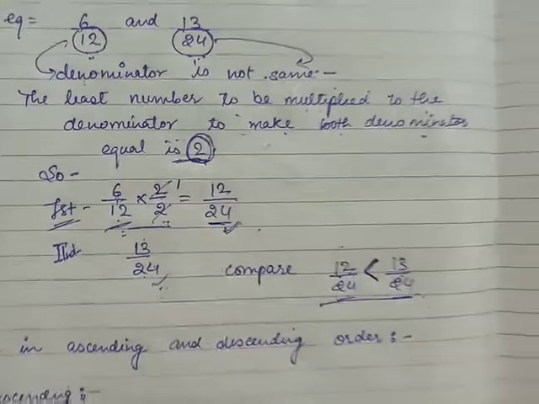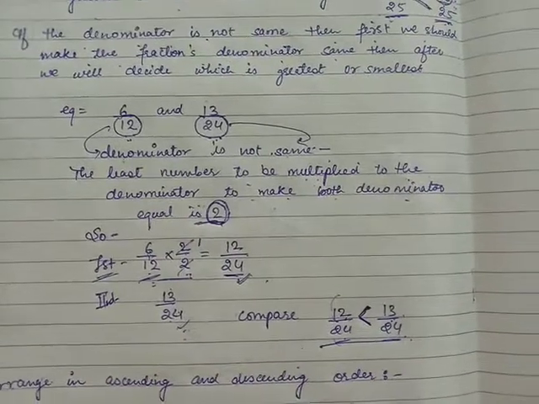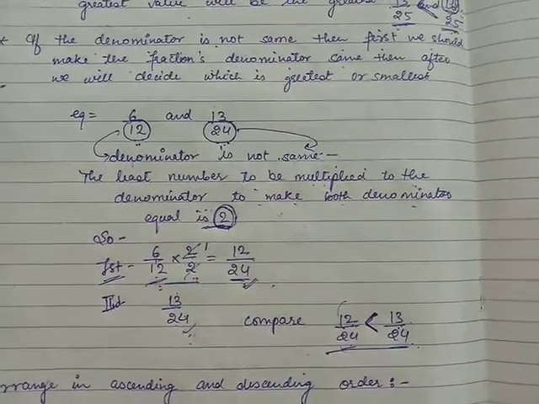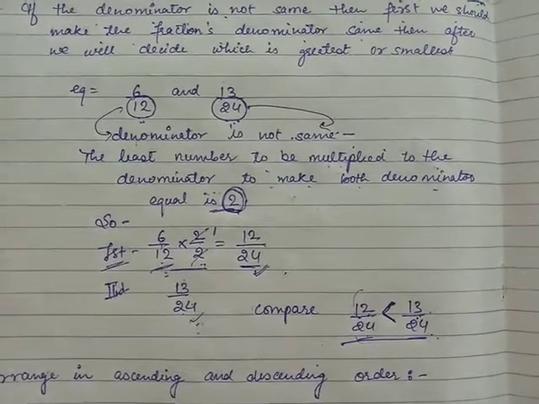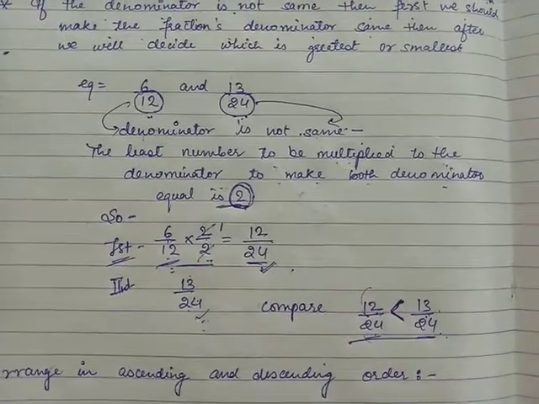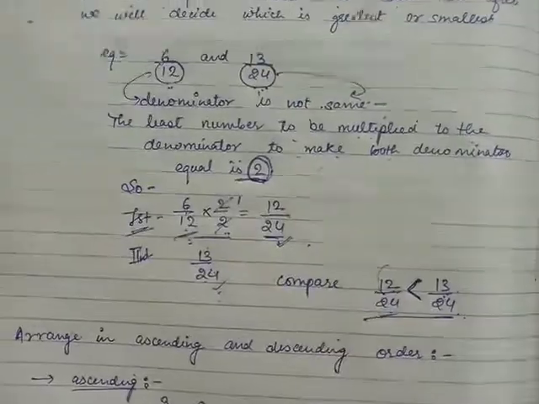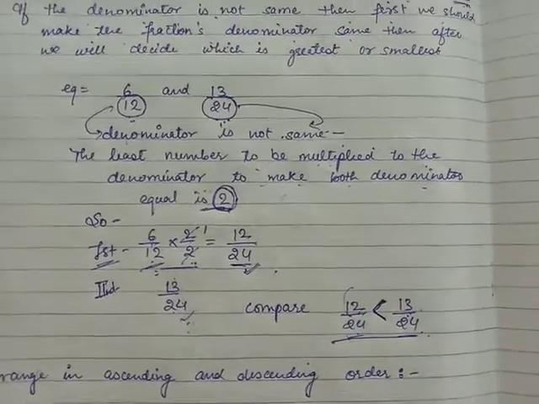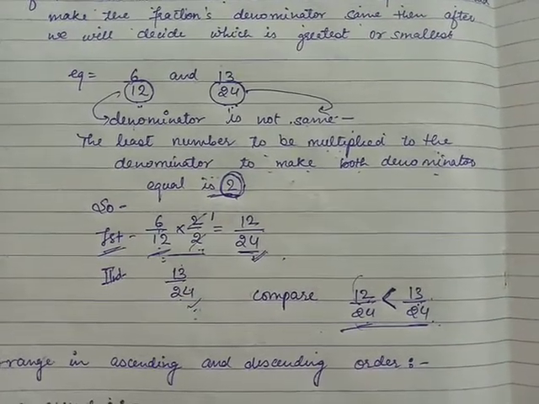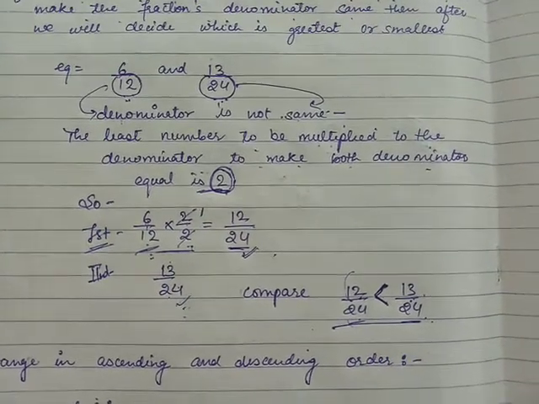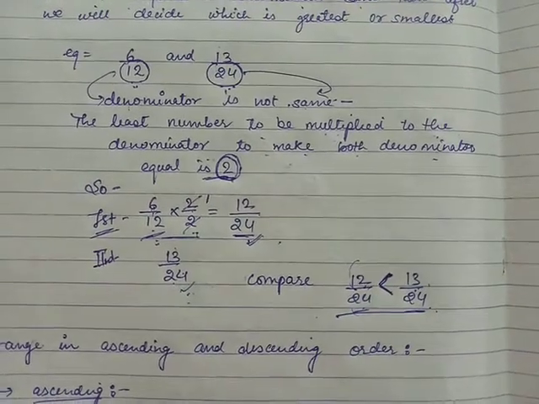Okay, now here there were two numbers, so we multiplied by 2 and made the denominator equal. But in the condition when we have numerous fractions, and we have to arrange and compare them, we will see this type of question and how we will solve it in the next part. So now we are going to see the ascending and descending order. Here you will understand, if there are numerous fractions, how you will compare these numbers.